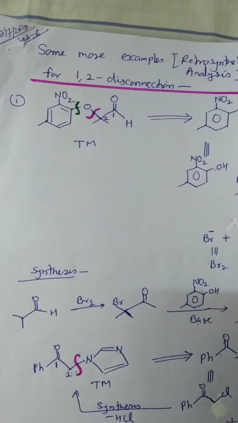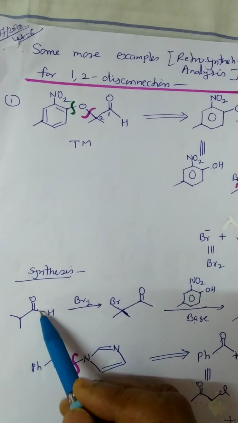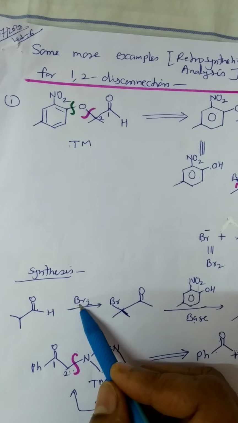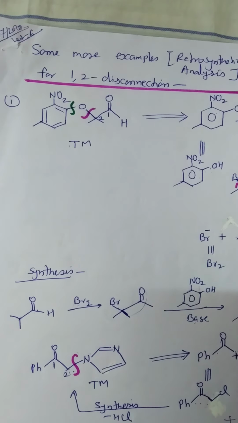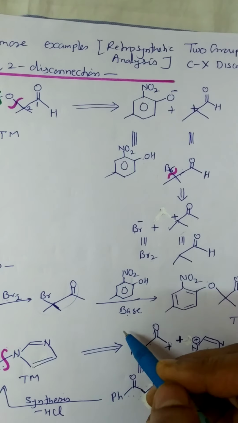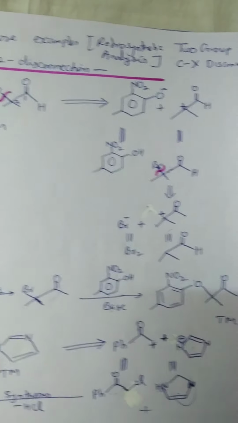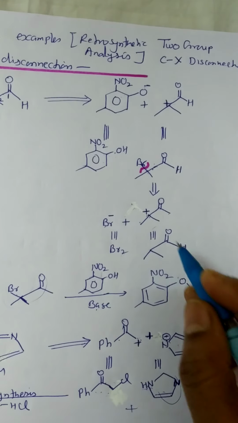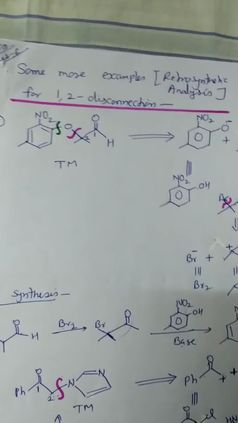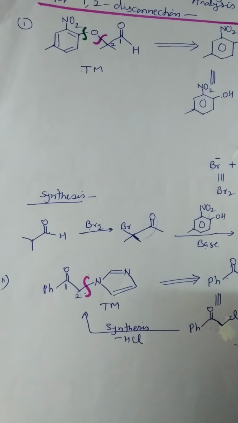Now, synthesis. The reaction of this aldehyde with bromine gives a brominated product, which on reaction with this compound in the presence of base gives our target molecule of this type, which is disconnected here. This one.